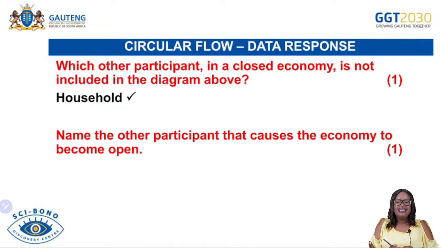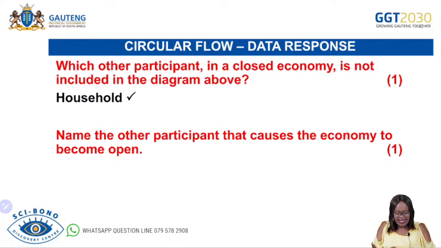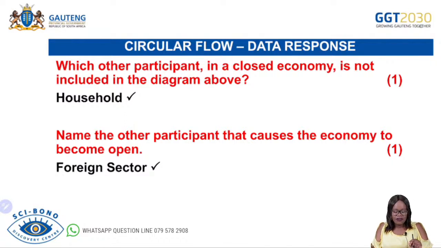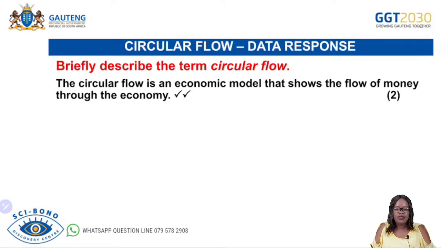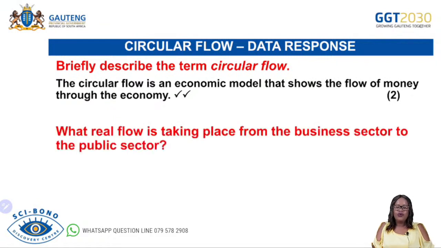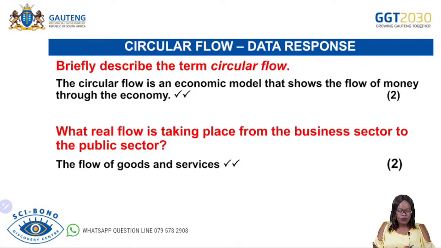And then when we look at the next question in the very same data response question, name the other participant that causes the economy to become open. We are going to refer to the foreign sector, because only the foreign sector is excluded. And then briefly describe the term circular flow. Circular flow is an economic model that shows the flow of money through the economy. What real flow is taking place from the business sector to the public sector? That is going to be the flow of goods and services, because we are talking about a real flow.